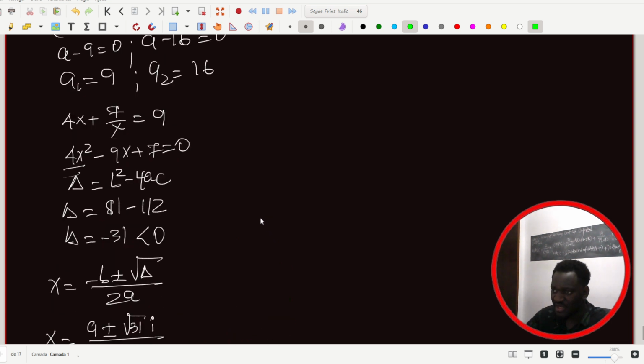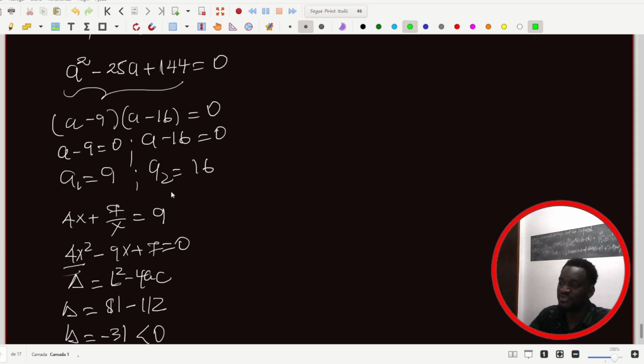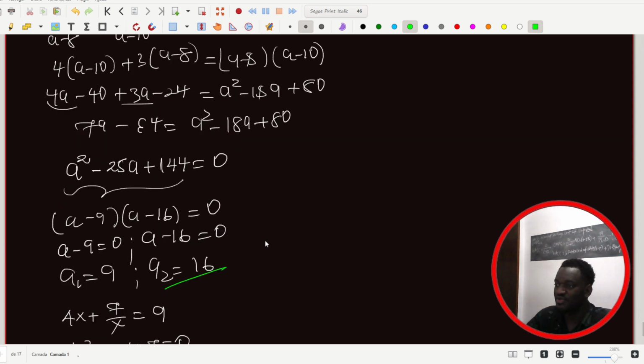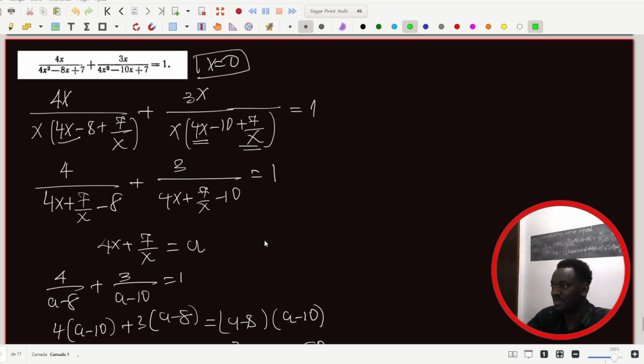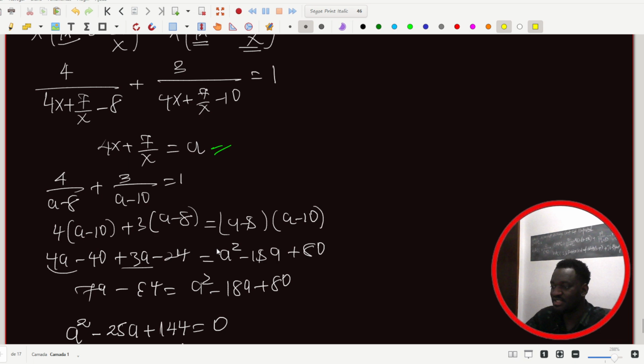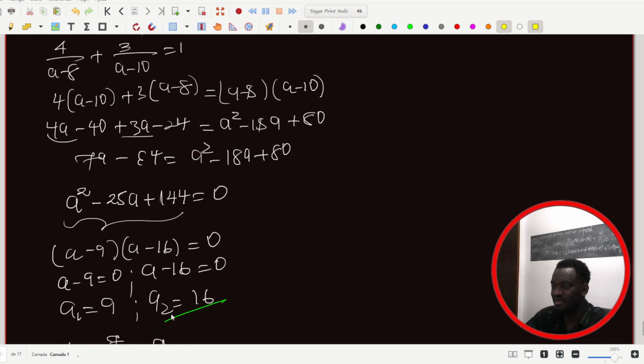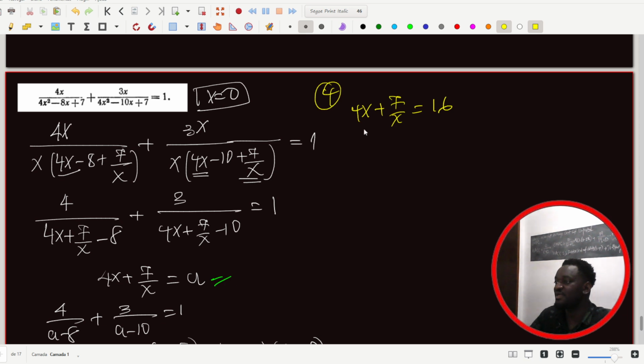So now we have another root from our substitution, right? So now we can replace this value here, and let's pick this one here, and let me change the color to yellow. So we're gonna have 4x plus 7 over x equals 16. This time it's 16, right, because the second value of a is 16, right? So now this is going to be 4x squared minus 16x plus 7 equals 0.